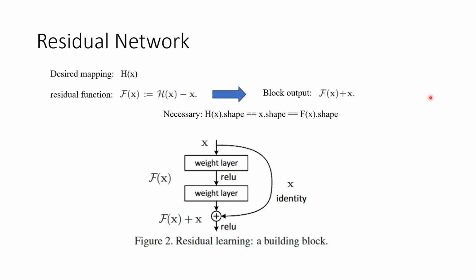So we have our desired mapping H(x), and they said to have a residual function F(x), which is equal to H(x) minus x. So we reconstruct it and it becomes H(x) equals F(x) plus x. So in the structure, our input is x, and then we have F(x), and then we take this x and add it to this place, and then we use the ReLU function.